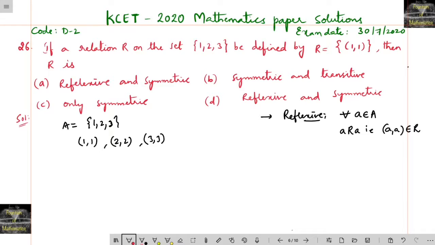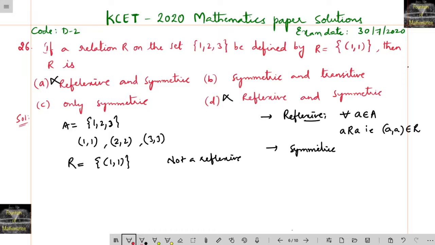But in our relation, R is equal to only (1, 1). So there are no (2, 2) and (3, 3), and hence we can see it is not reflexive. It is not a reflexive relation, and we can cancel the first option and the fourth option, and the remaining are B and C. Coming to the next one, symmetric.